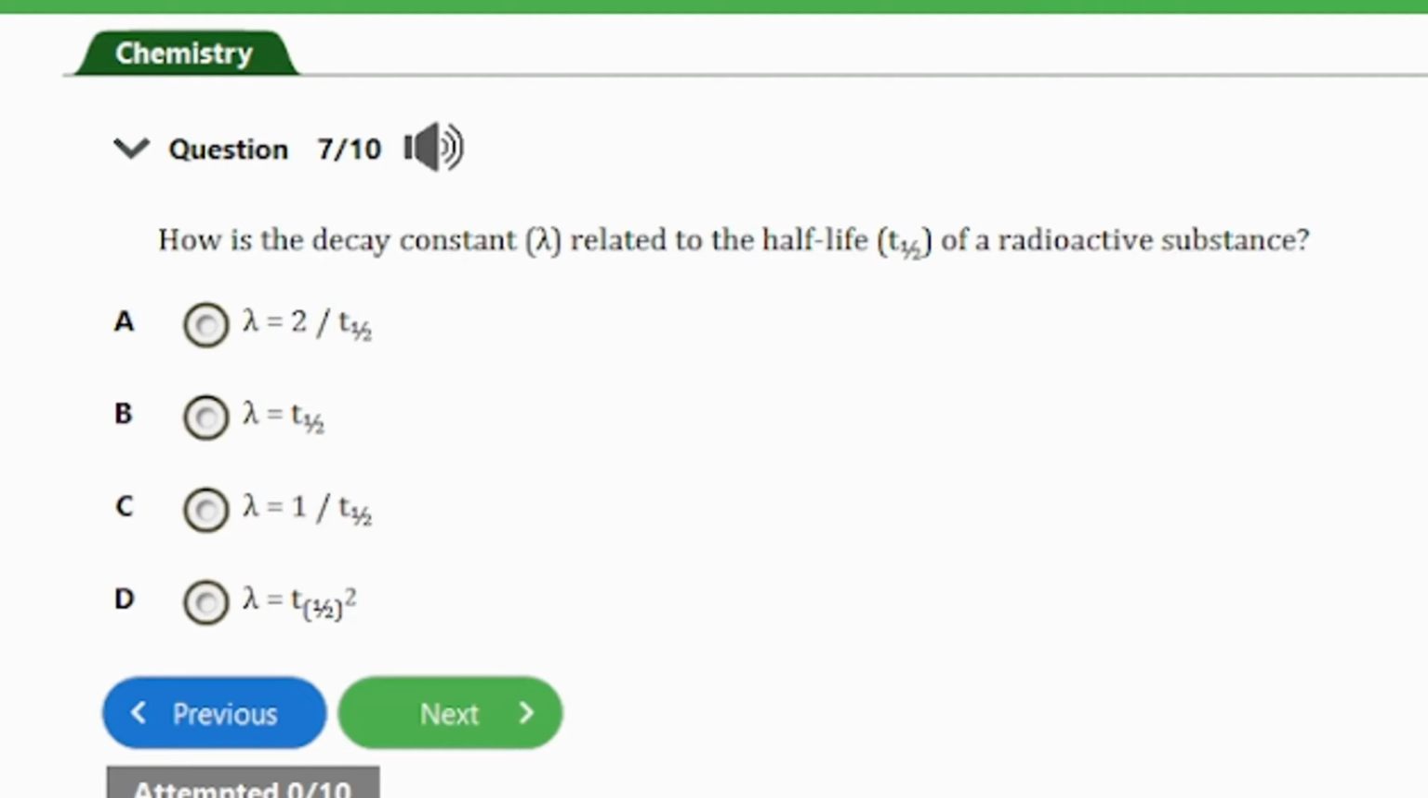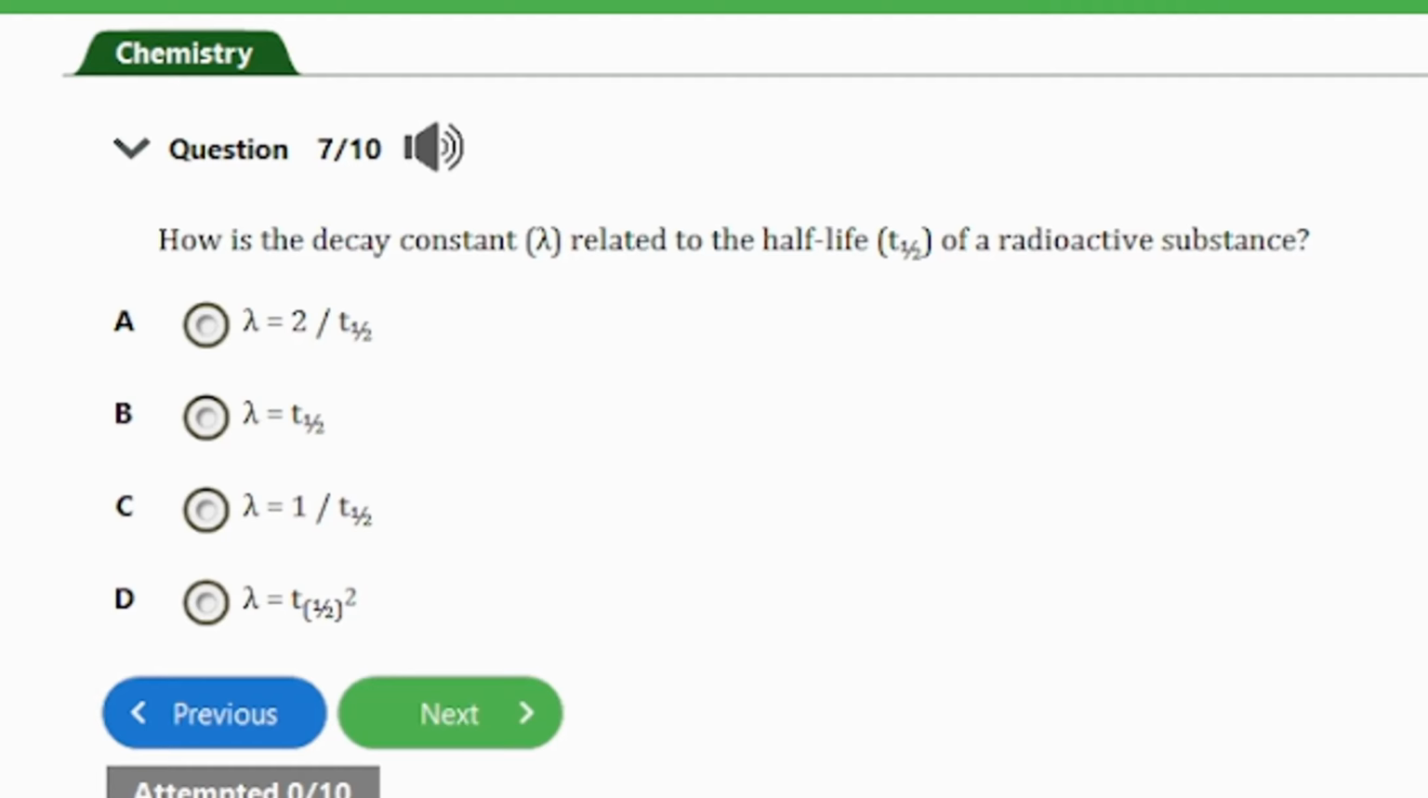Let's consider the next question, guys. That's question number 7. It says, how is the decay constant lambda related to the half-life of a radioactive substance? So we have options: A, lambda is equal to 2 over the half-life; B, lambda is equal to the half-life; and then C, lambda is equal to 1 over the half-life; and then D, lambda is equal to the half-life raised to the power of 2.